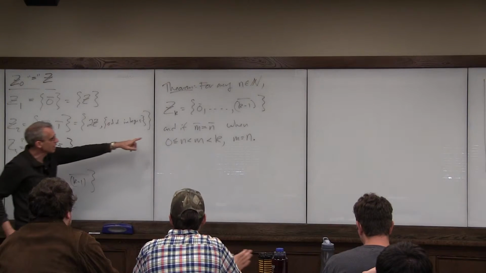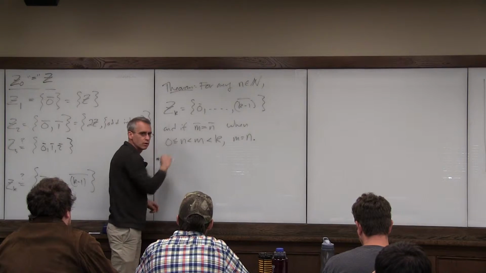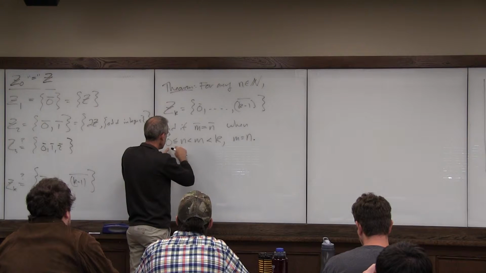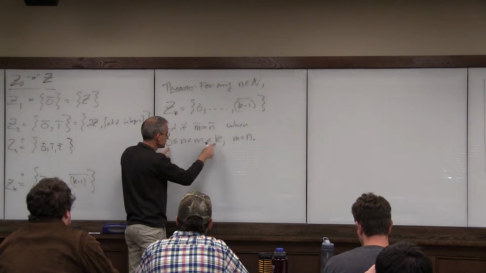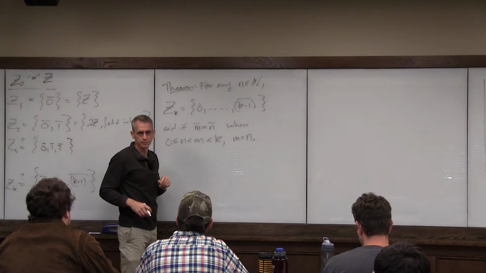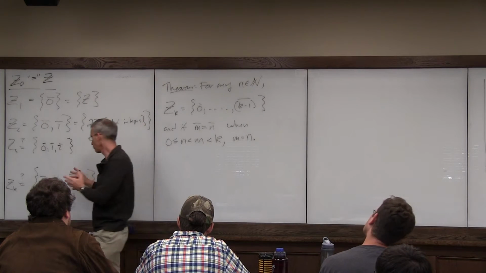Okay, so the last one says that if these two are equal, and m and n are between 0 and k, then in fact m and n are equal. Okay? Everybody get that? That it could have been here.